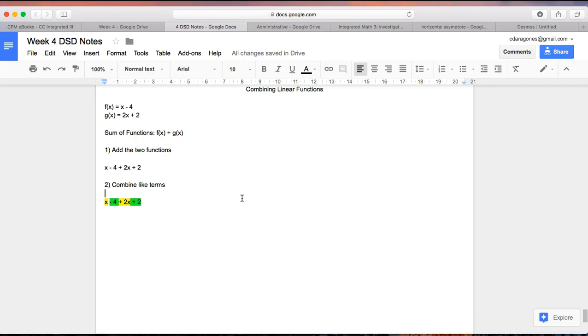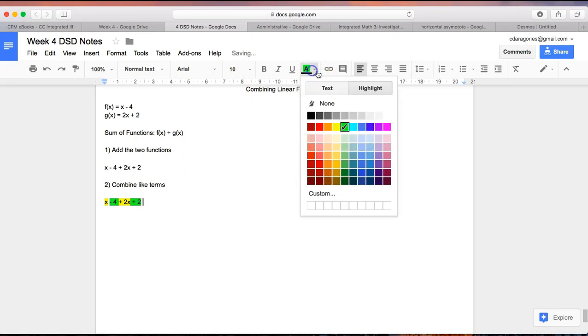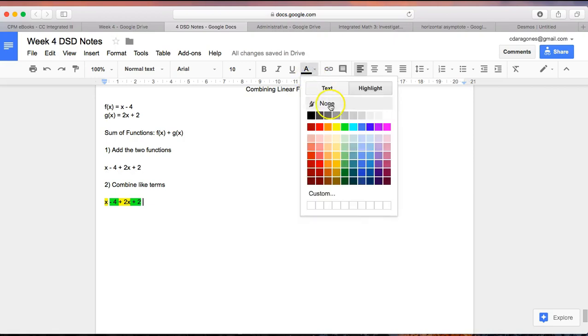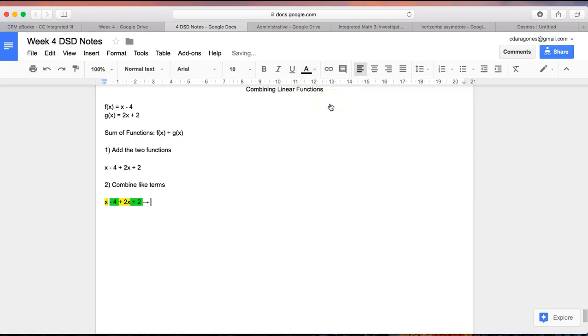You're going to take the terms that are alike each other and combine them. So we have x plus 2x being combined, and minus 4 plus 2 being combined. So x plus 2x, 1 apple plus 2 apples is 3 apples. So 1x plus 2x is 3 x's.